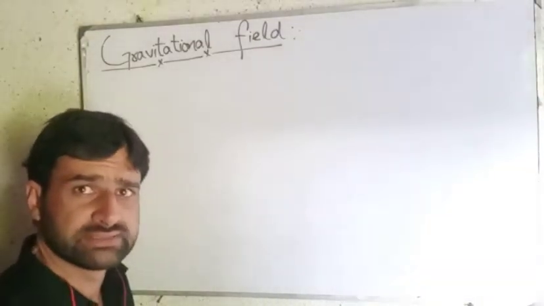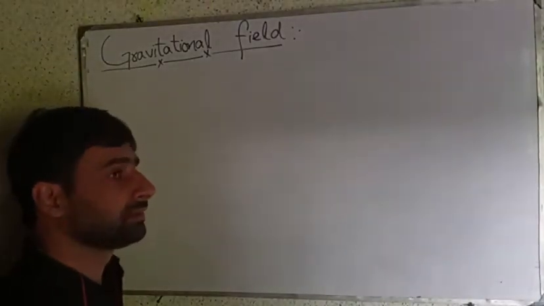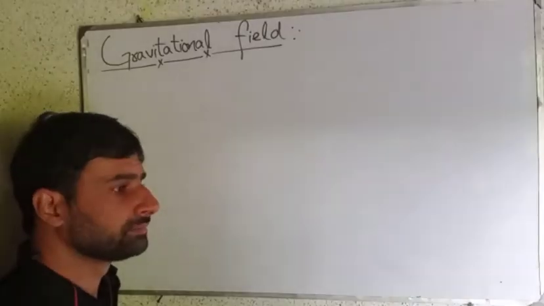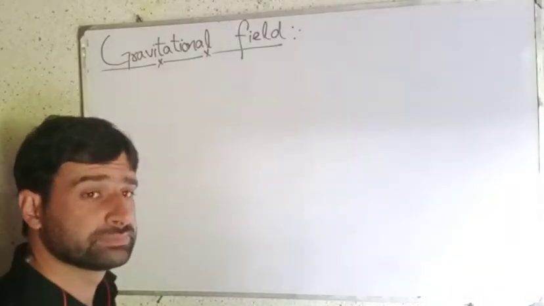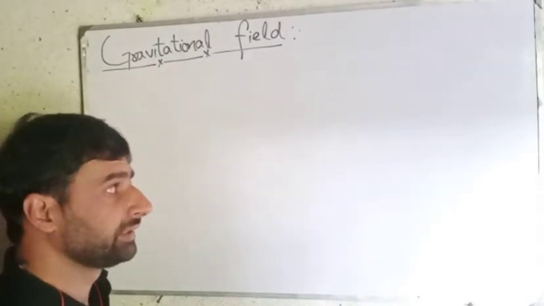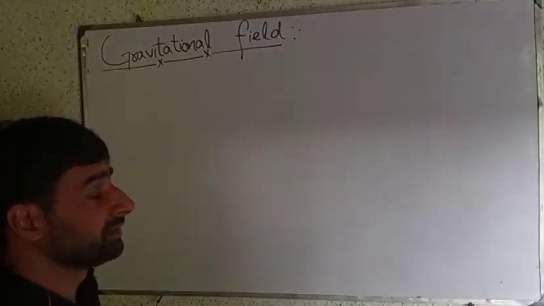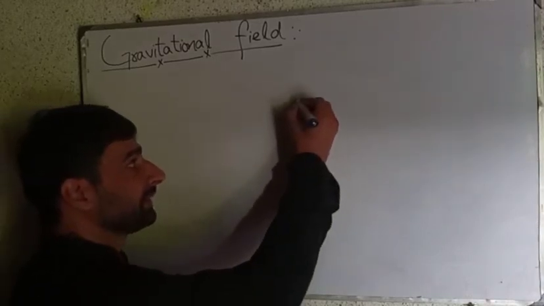Today our topic is gravitational field. Gravitational field is a term which basically defines an area, a particular area. To define gravitational field, we shall use a figure of Earth.